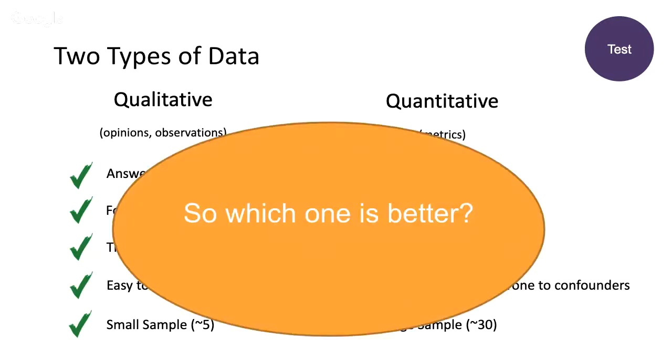Okay, so which one is better? Obviously, it's both, right? Because quantitative data allows you to support a claim, and qualitative data allows you to make a claim. So they work hand in hand together, so both are important, right?